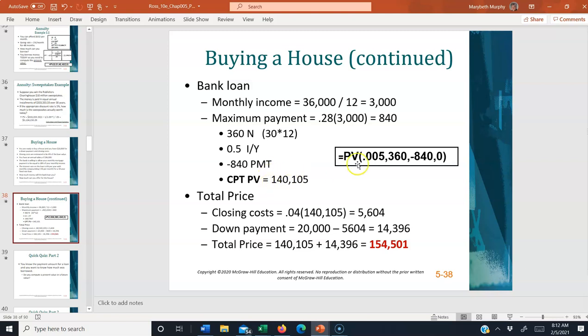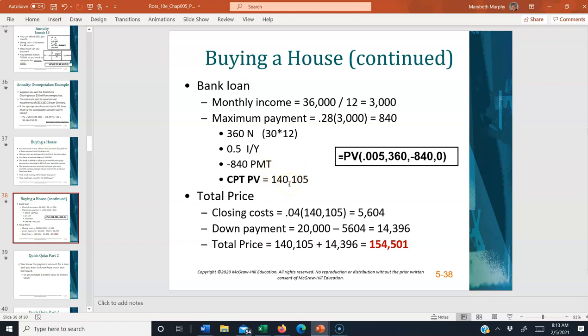So if I want to find the present value of that, I'm going to take 0.005 for the interest rate, because it's 0.5%, and 360, because it's 30 years and there are 12 payments per year, that's 360, your N. The minus 840 is the payment, and it's minus because the payment's going out, and 0 for the last item, the future value. Compute present value is equal to 140,105. Okay, so that's the amount of the loan.